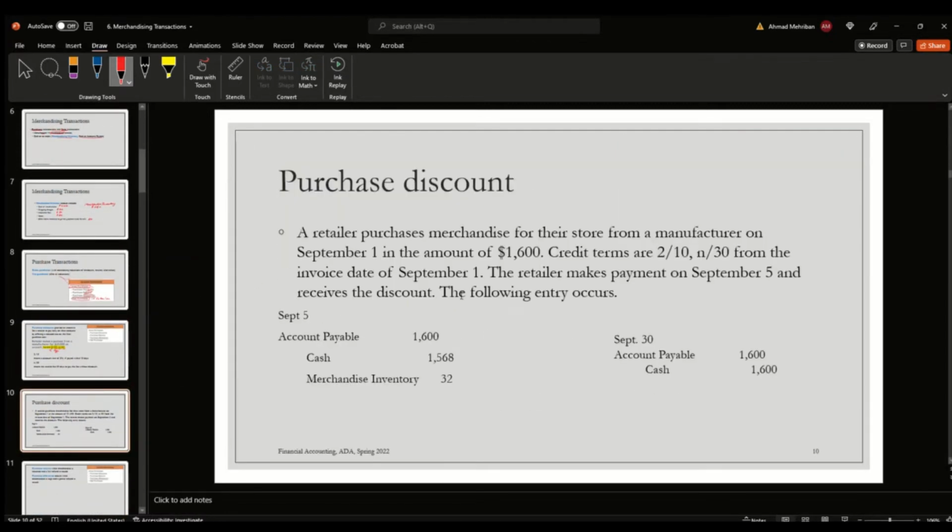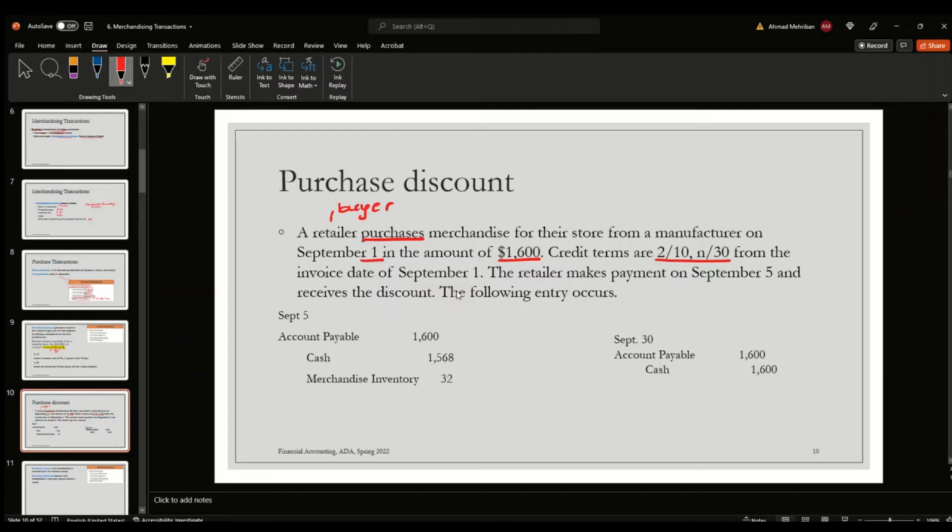Let's look at the specific example of the purchase discount. This example doesn't include the explanation of the original entries, but I will include them just in case. So retailer purchases again. In this case, despite the fact that we're a retailer, we're buying, so the retailer is the buyer. The buyer buys merchandise for their store from a manufacturer. On September 1 is the date. The full amount is 1,600. The credit terms are these, from the invoice date of September 1, meaning that day 0 is September 1.